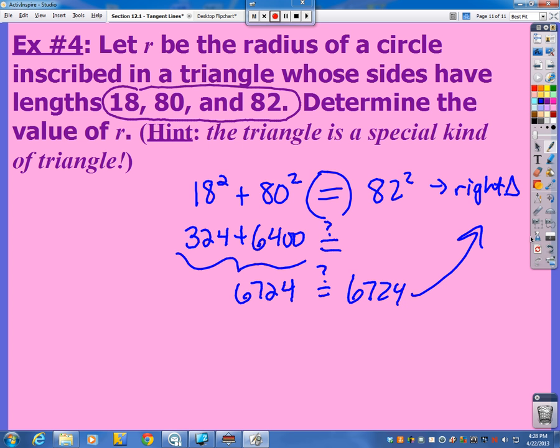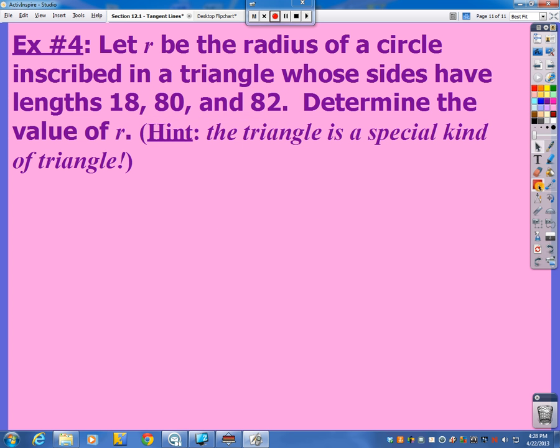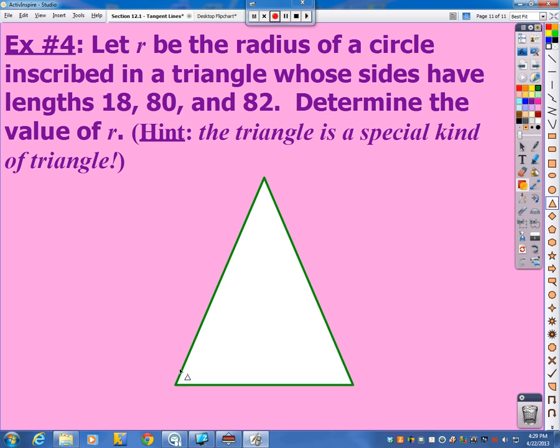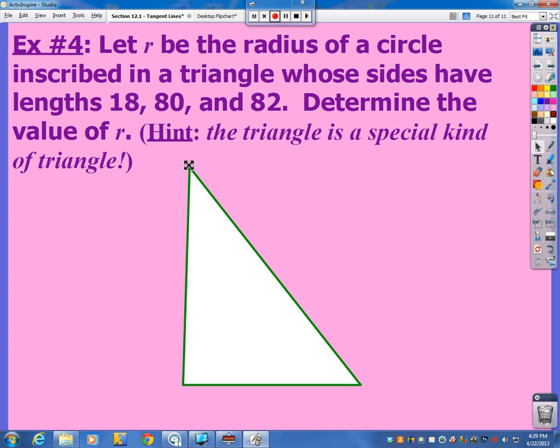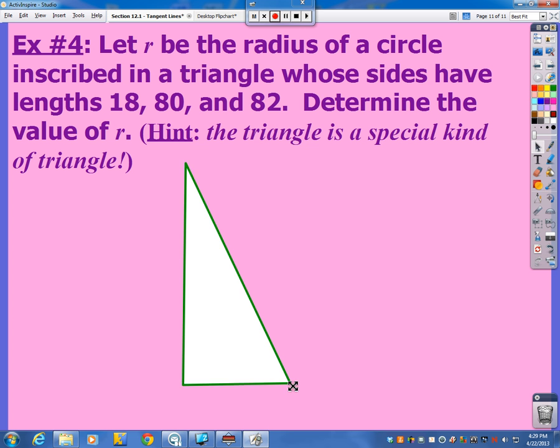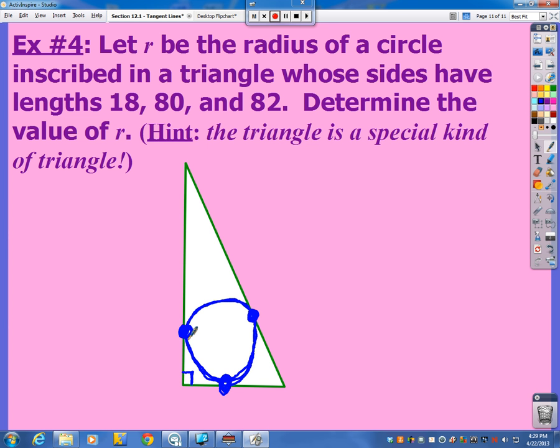So let me draw a right triangle. Rather, let me design one. Let's make this bad boy right. Okay, so we have a right triangle. There's my right angle. And I have a circle that's inscribed in this thing, which means when I draw my circle, it's going to be a really crappy looking circle, but it's okay, that it's going to be tangent to each side of the triangle here.